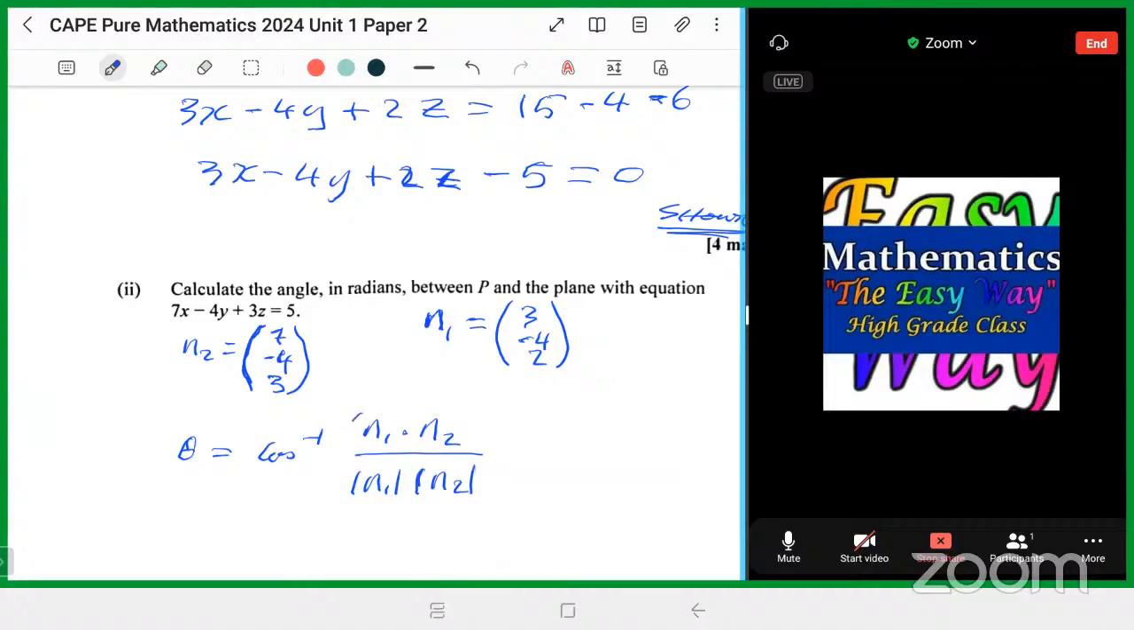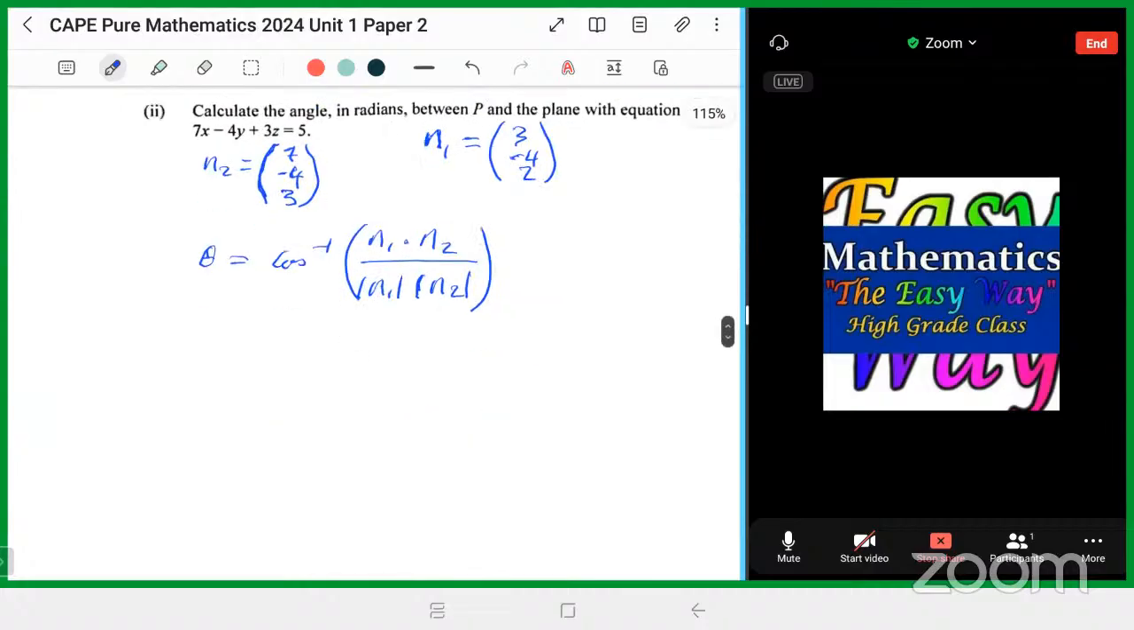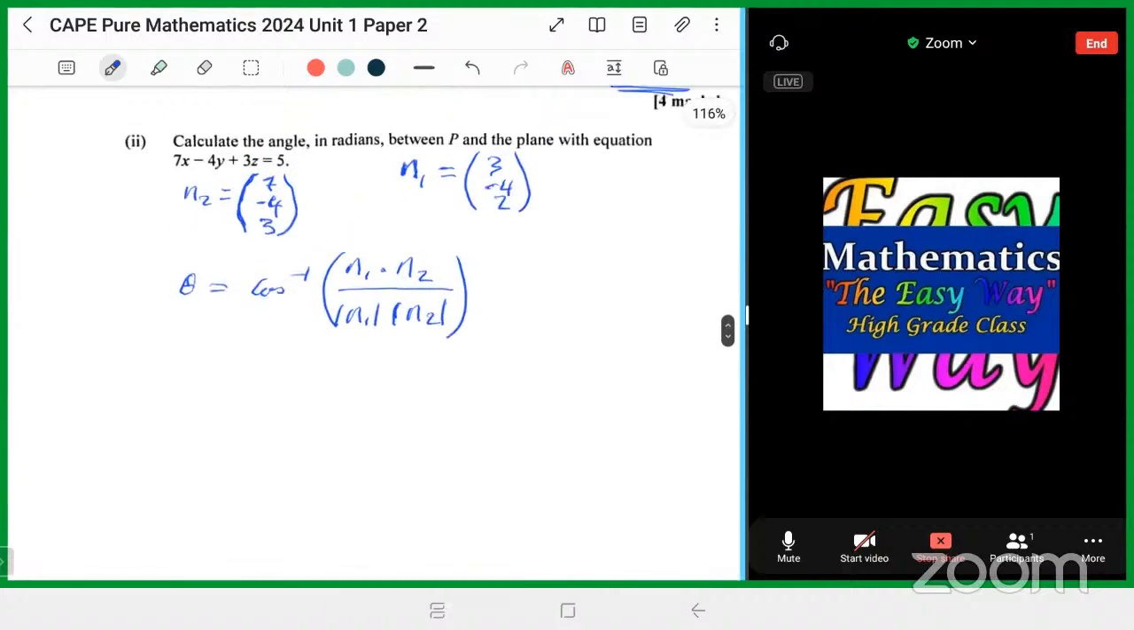That's our calculation. All right, so our angle becomes cos to the minus 1. What is the scalar product? Multiply the 7 by the 3. 7 times 3 is 21. Negative 4 times the negative 4 is positive 16. And then this 3 times this 2 is 6, plus 6. That gives us the scalar product, divided by the product of the moduli.